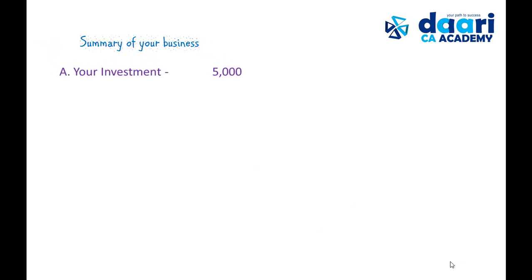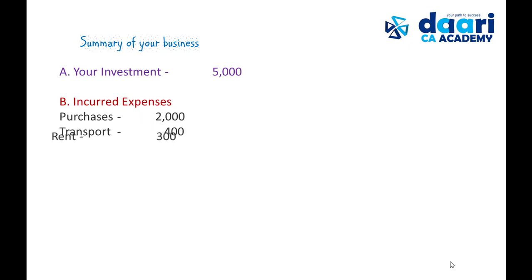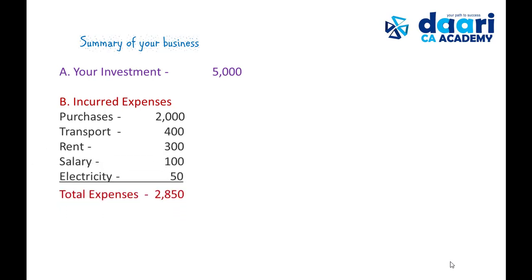This is the summary of your business. Three important transactions. Number 1, your investment. Number 2, you have incurred the expenses: purchases 2,000, transportation charges 400, rent 300, salary 100, electricity charges 50, and total expenses 2,850. And the third transaction is that you have sold all the mangoes for 4,000.